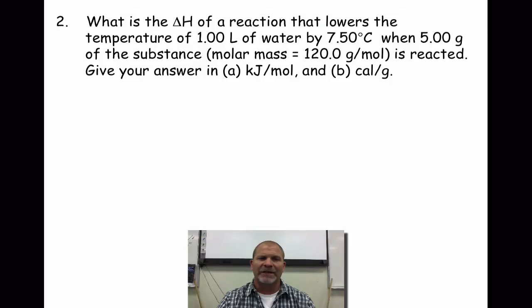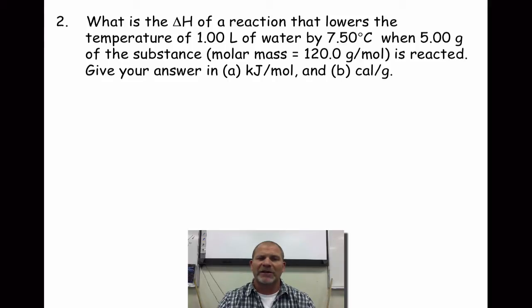The next problem reads, what is the delta H of a reaction that lowers the temperature of water? Now my water is getting colder, so something absorbed. It's an endothermic reaction. So now I'm going to put a positive in front of my answer at the very end. So I have my water. Remember, that's where I get my Q from. I have 1 liter of water, and my specific heat is 4.18. My delta T there is 7.5. When 5 grams of a substance, and I give you its molar mass, is reacted, give the answer in kilojoule per mole and then calorie per gram.